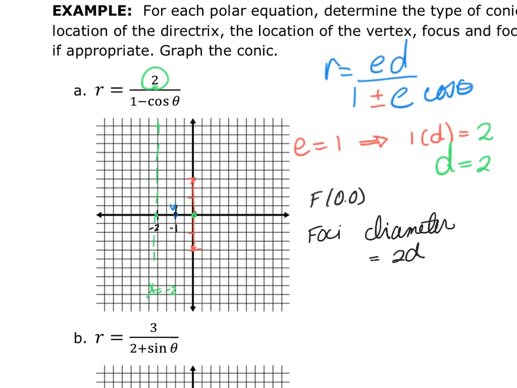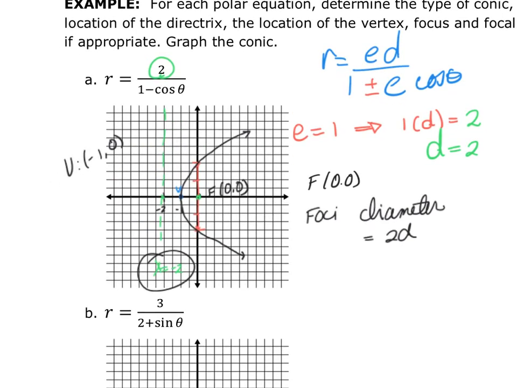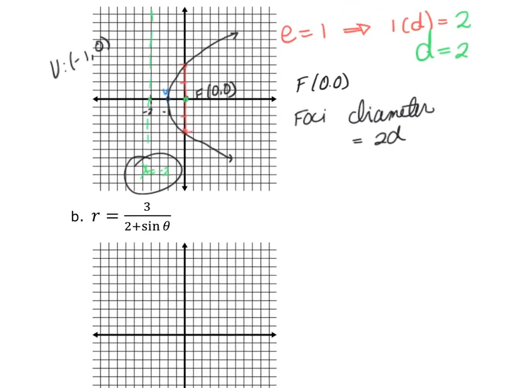So going through my vertex and going through the 2 values for the focal diameter, that is what my graph looks like. There is the location of my vertex. My vertex is at -1, 0. My directrix is at x is equal to -2. My focus for all of these is at 0, 0. And that's what my conic looks like.